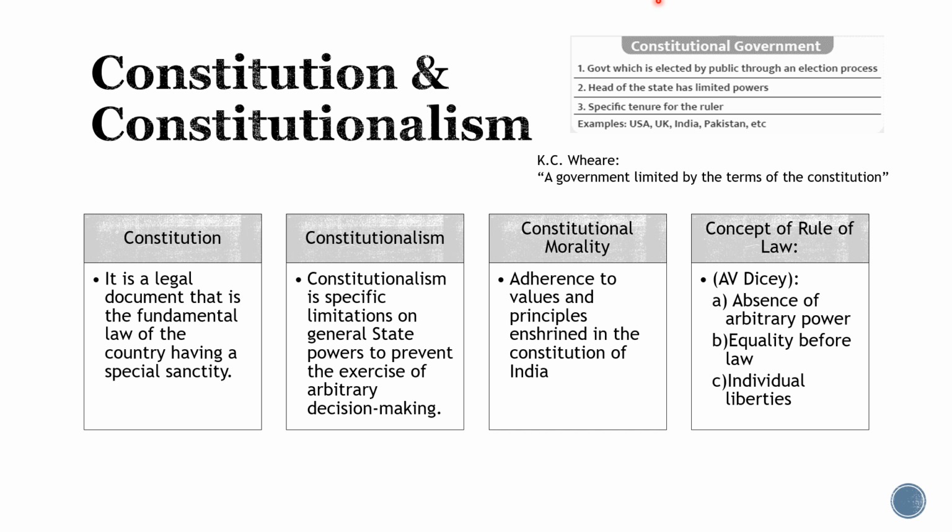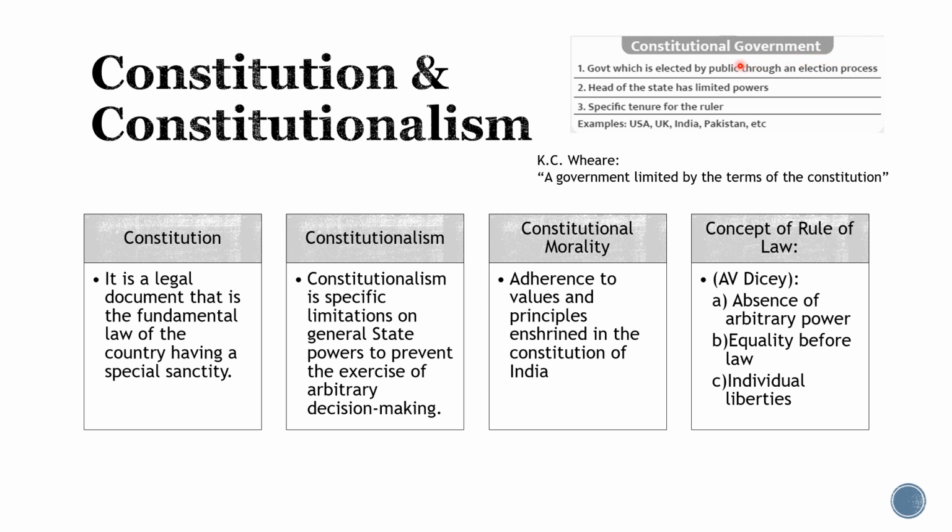Then the concept of rule of law. A.V. Dicey gave this concept of rule of law, and it has majorly three principles. One is the absence of arbitrary power, which is constitutionalism, just as we read, right? That is one of the principles. Then equality before law, which means that everyone is equal and equality of opportunity is given to everyone. Then individual liberties, right? So individual rights, individual liberties, that also comes under rule of law, right? Then another concept is constitutional government.